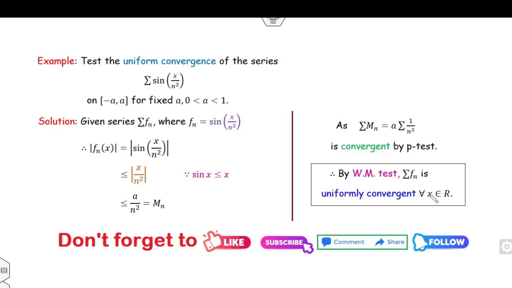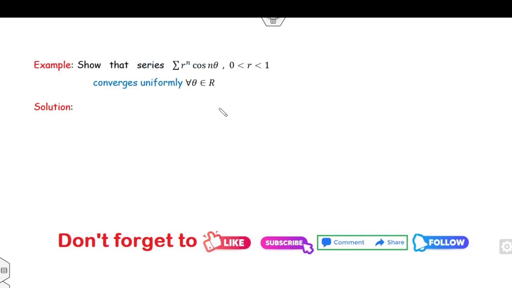It is not for all x in R, it is for all x belongs to minus a comma a, where a lies between 0 and 1. Show that the series is uniform convergent for all theta belongs to R. This is my Fn. Now let's start with the value of Fn of theta. So I can start with this value.